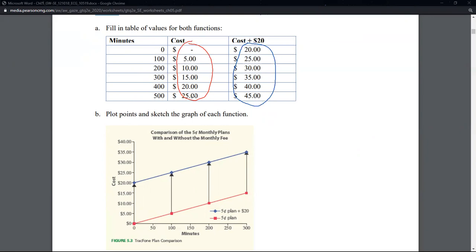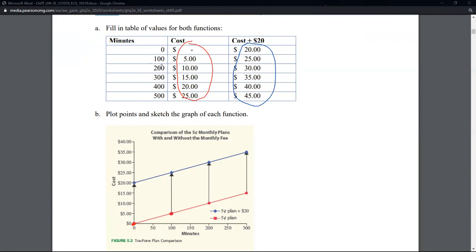So let's see how this red line was graphed. 0 minutes, $0. So that's this point right here. We don't go left or right at all. We don't go up or down at all. Then 100 minutes, $5. So we go right 100 and we go up 5. So there's our $5. So there's our first point.